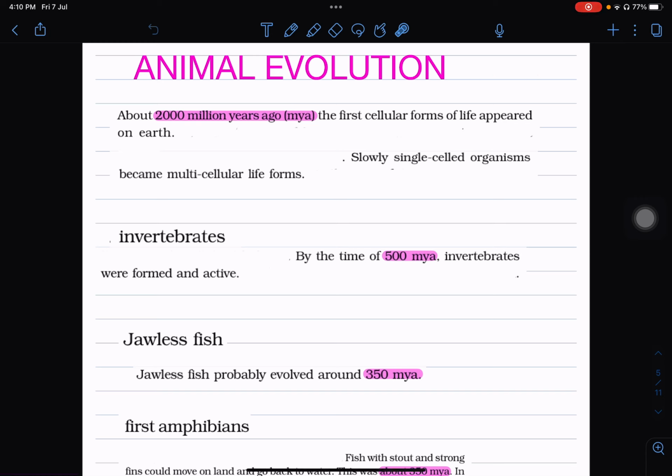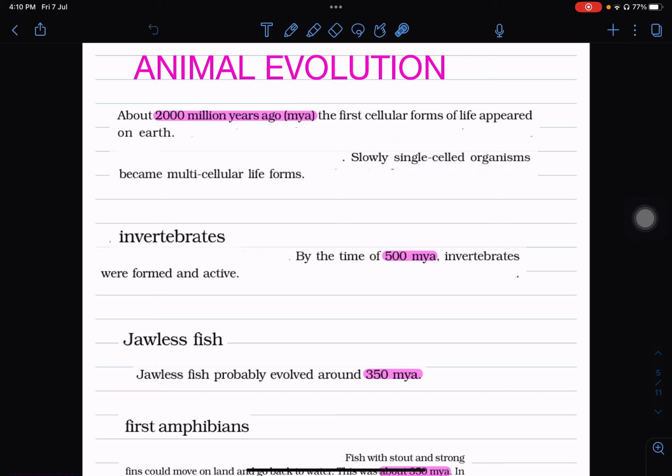And then, the first non-cellular form of life appeared around 3 billion years ago, and the first cellular form of life appeared around 2 billion years ago, or 2000 million years ago. The first cellular forms of life appeared on earth, and after that slowly single-celled organisms became multicellular life forms.